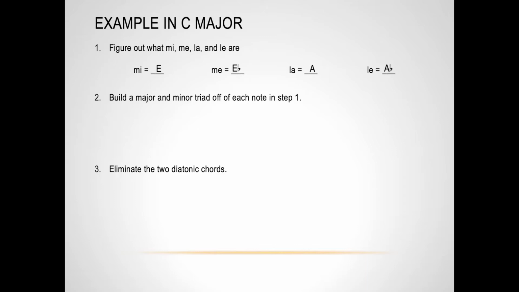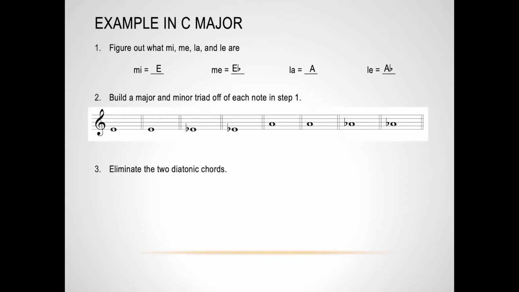I sure hope so. Okay, now that we've got that, get a piece of staff paper. And I want you to copy down the chord roots that you just figured out. And what you're going to do is spell a major and minor triad off of each of these notes. So pause the video, do it, and then you can check your answers when you resume playing the video.